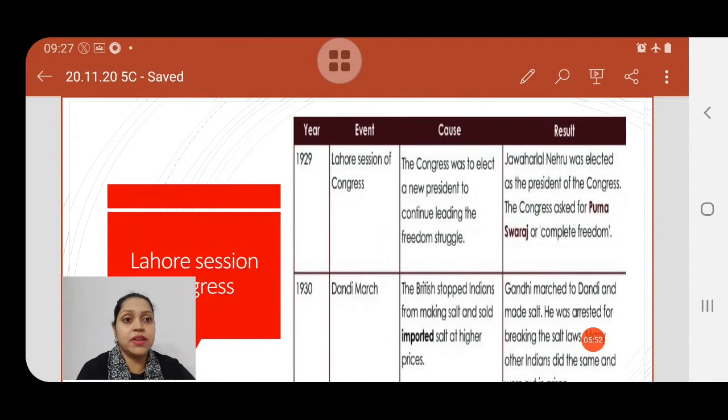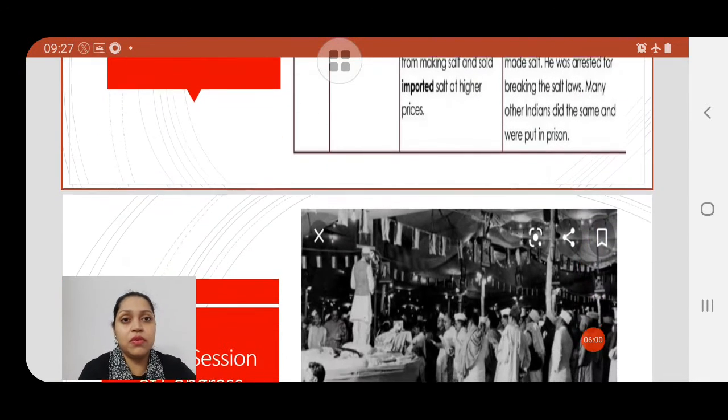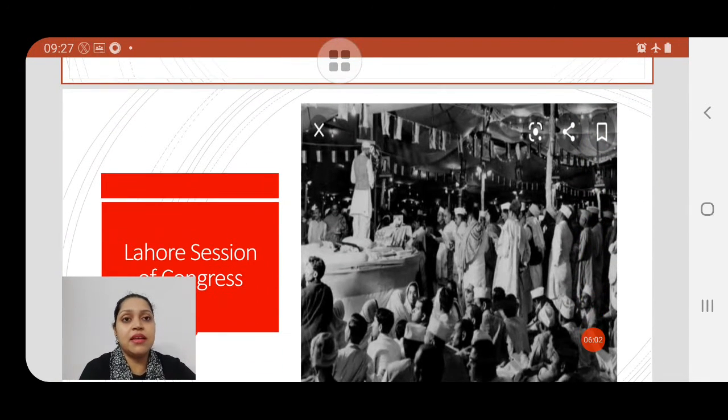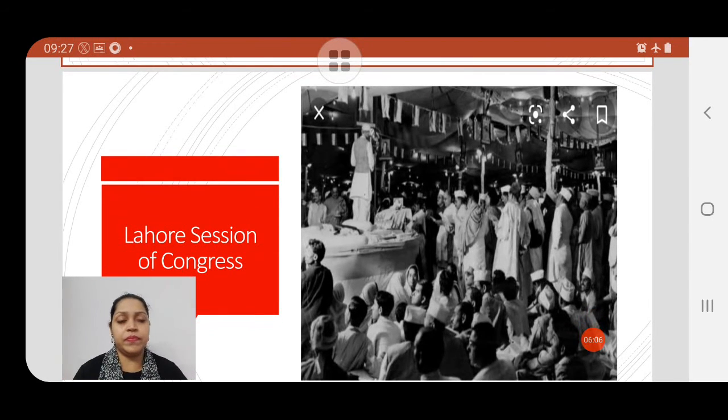Just a second, children. 1930 is the Dandi March. And what happened in Dandi March, I'll tell you. So children, this is the Lahore session of Congress. You can see this is the session of Congress which took place in Lahore, and you can see how people gathered there.